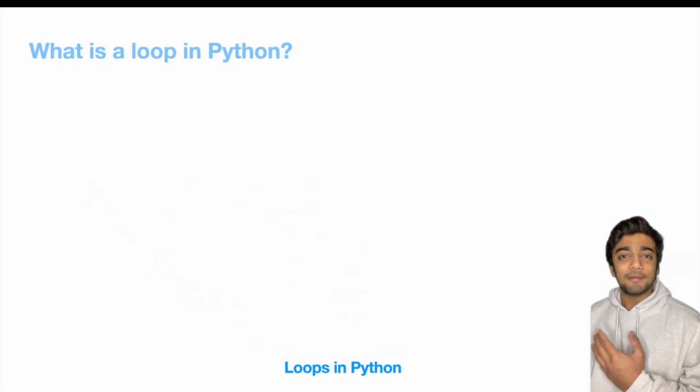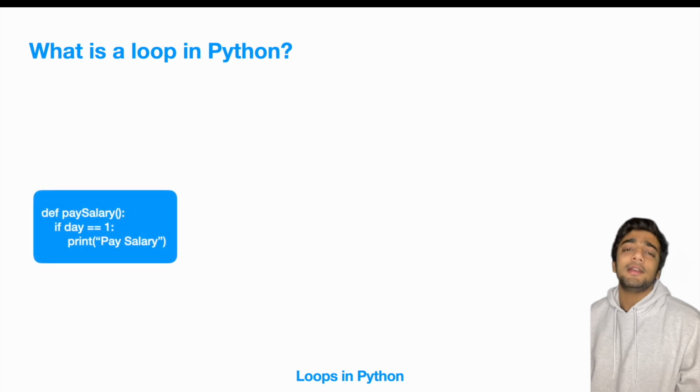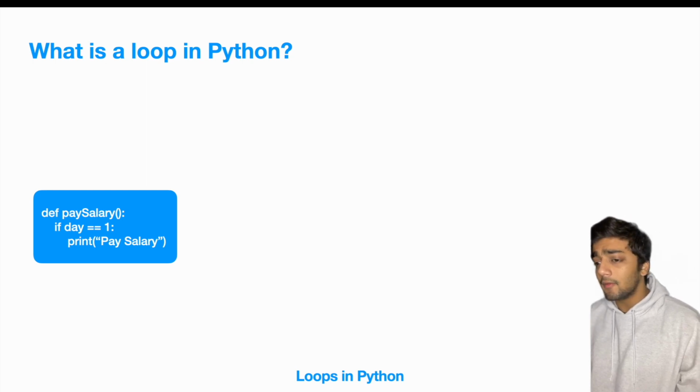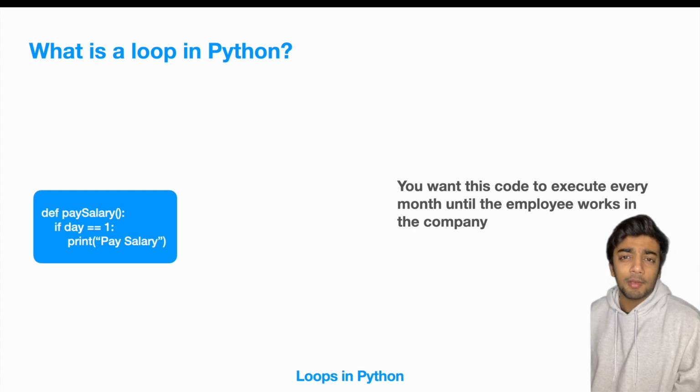Now, to understand the concept of loops, we're going to be taking an example. Imagine that you are the owner of a certain company and you have many employees under you. So when you own a company and you have employees, what you want to do is you want to pay their salaries. So you, being a programmer, you write a function, as you see on the screen, to pay their salaries. The name of the function is pay salary, and you want to execute this function every month at the start of the month. And you also want this code to execute every month until the employee works in the company. Obviously, you don't want to pay someone who doesn't work in your company anymore, right?